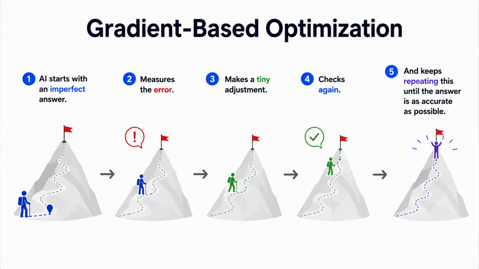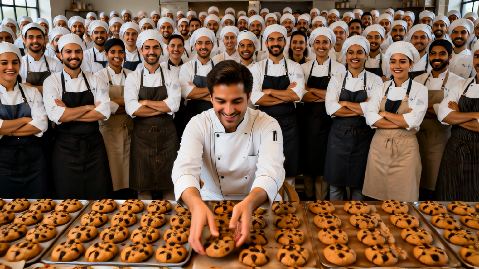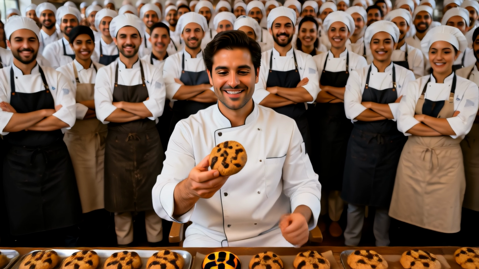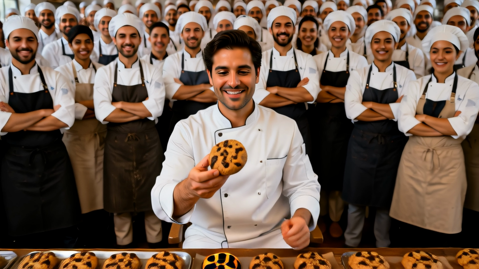Evolutionary optimization. You're trying to create the world's best chocolate chip cookie. You ask 100 bakers to make their own version. Every recipe is a little different. Some use more chocolate, some add nuts. Now you taste them. Only the 10 best recipes move to the next round.